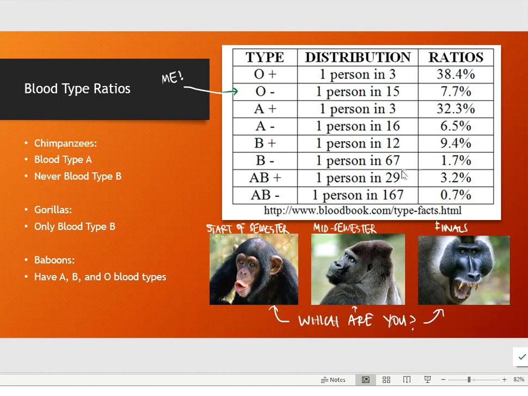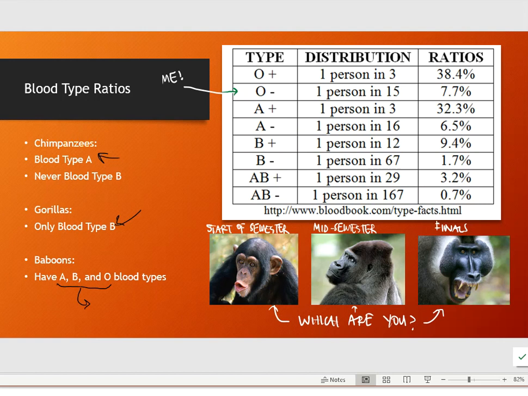Another thing that I want you to take away, just general knowledge here, is that different primates, if you believe in the concept of evolution, have been studied. And what we're finding out is that chimpanzees always have blood type A. Never blood type B. Only A. That's it. If you take a look at the gorilla population, the gorillas have only blood type B. Never A. And then if you look at the baboon, it actually has all three, A, B, and O. And here I've got a picture of each one.